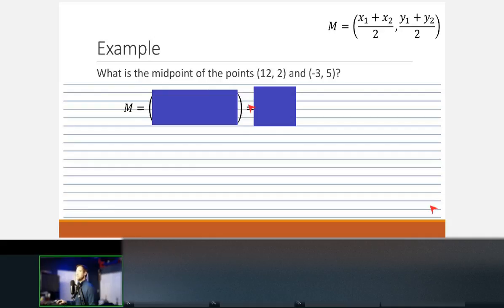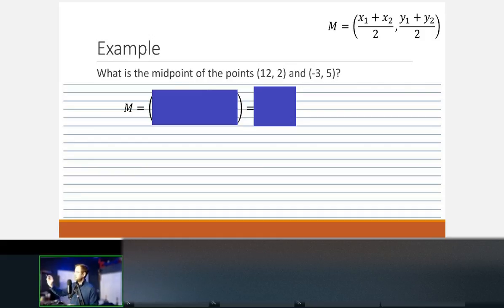We'll start with ones that are really, really easy. I have the formula on the screen if you didn't have time to write it down from the last one. What is the midpoint of the points 12, 2 and -3, 5? When you do these, you should probably label which is which. I say this, and some of you probably will do this, and some of you probably won't.